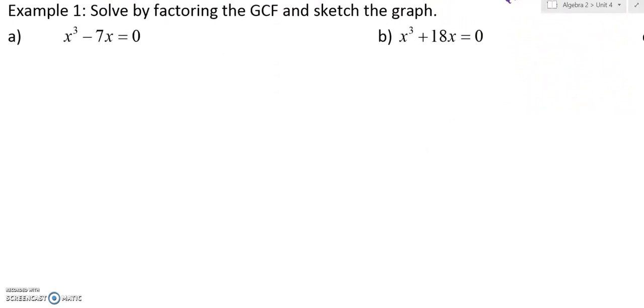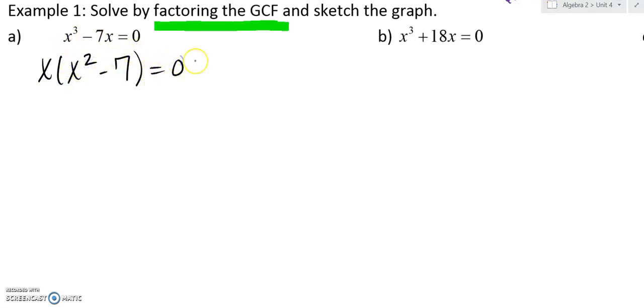Example 1, we have A, B, and C. We're going to start with A. It says solve by factoring the GCF. So that's the keyword there. You're just doing the GCF and then sketch the graph. So I'm looking for something to take out. The GCF is either a number or a variable. Sometimes it's both. If I'm looking at this first problem, I have x to the third minus 7x. What they have in common is just a single x. That leaves me with x squared minus 7 on the inside.